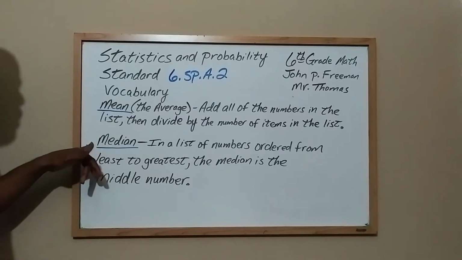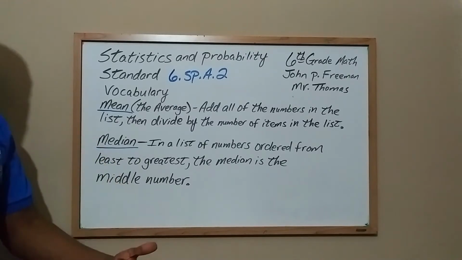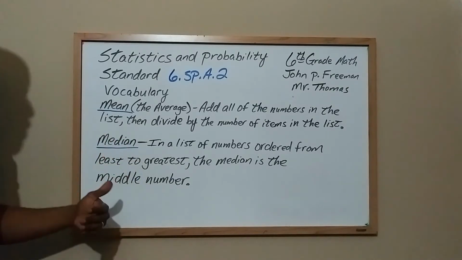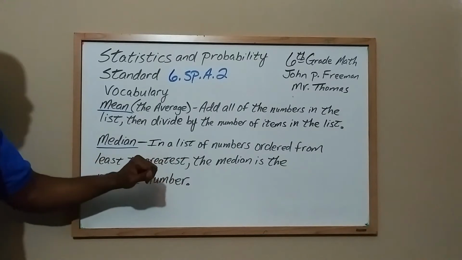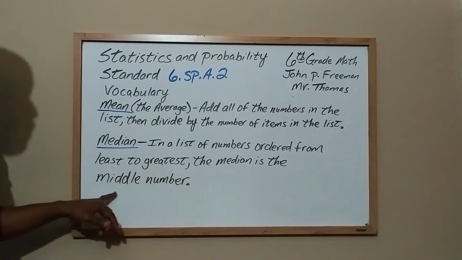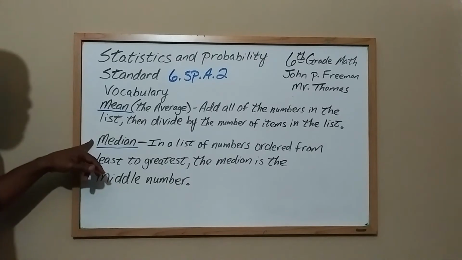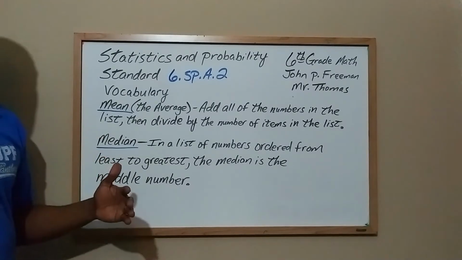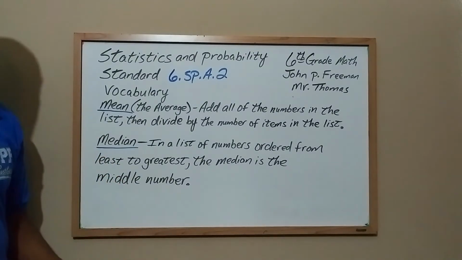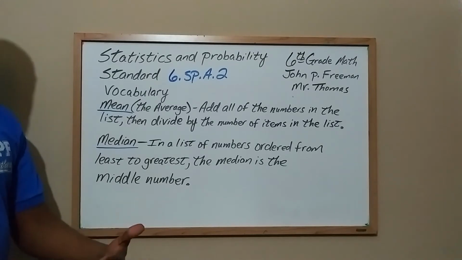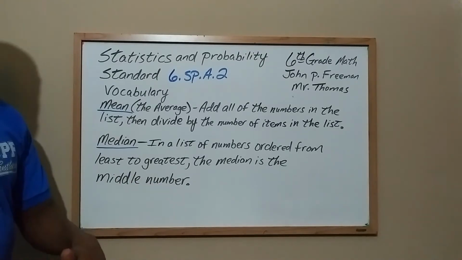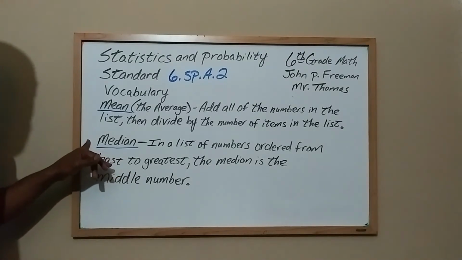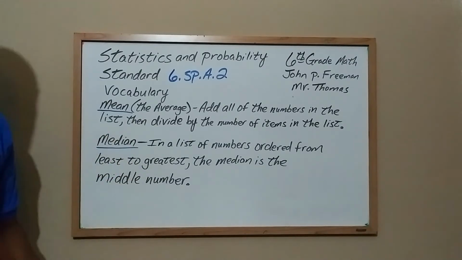The median. This is another way to describe the center of a list of numbers or a data set. We're describing it by a center. So the median in a list of numbers ordered from least to greatest, the median is the middle number. A good way to remember that median means the middle number, because to me the word median kind of sounds like the word medium, like a medium t-shirt. A medium is in the middle of a small and a large t-shirt. So that's a good way to help you remember what the median means. Median means the middle. All right, let's look at some examples.